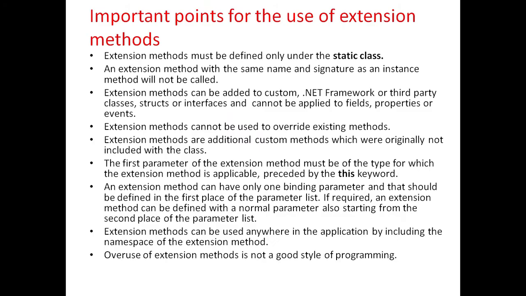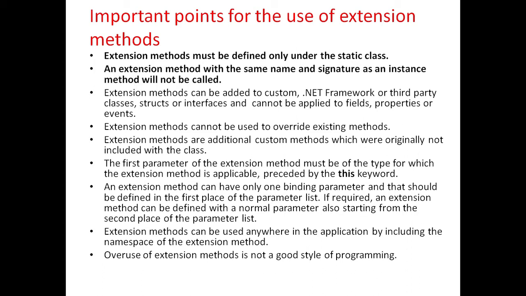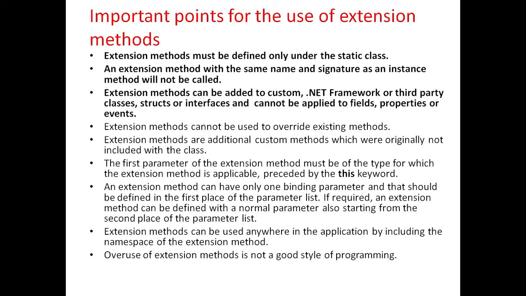Important points to be remembered while using extension methods are: extension methods must be defined only under static class. An extension method with the same name and signature as an instance method will not be called. Extension methods can be added to custom .NET framework or third-party classes, structures or interfaces, and cannot be applied to fields, properties or events. Extension methods cannot be used to override existing methods.